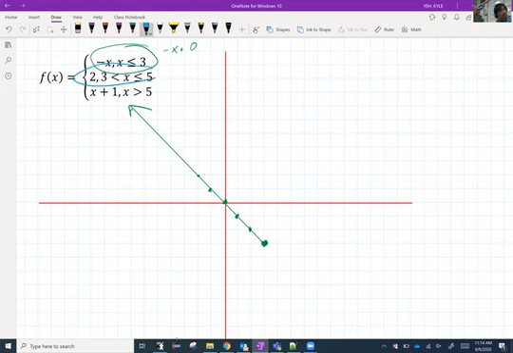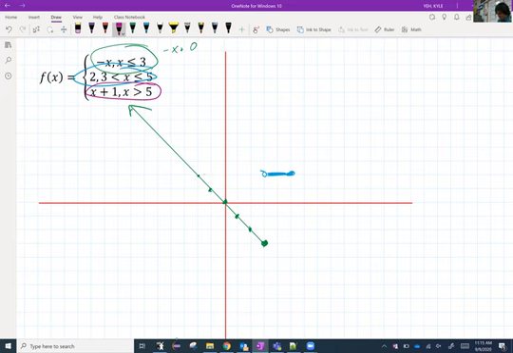What about here? When we're between 3 and 5, it says f of x just equals 2, another constant function. So I'm going to put an open dot on 3 because it was less than 3. I'm going to put a closed dot where x equals 5. And I'm told it's just this horizontal constant function line. f of x equals 2. What about the final one? f of x equals x plus 1, but only when x is greater than 5.